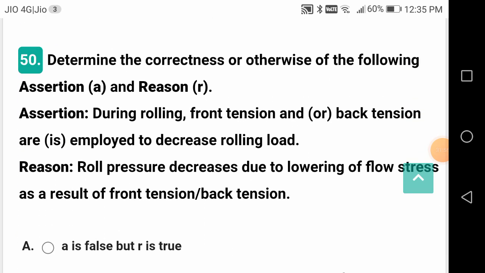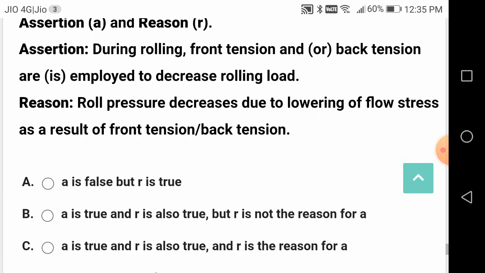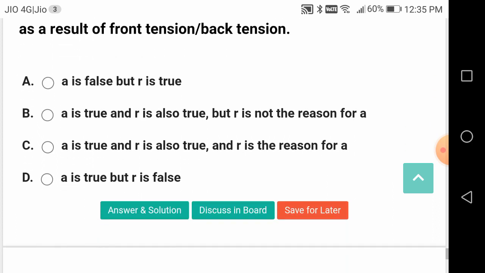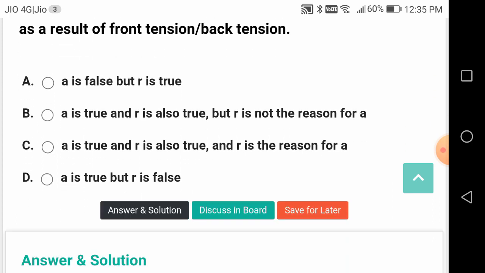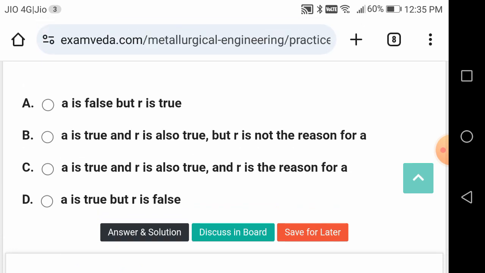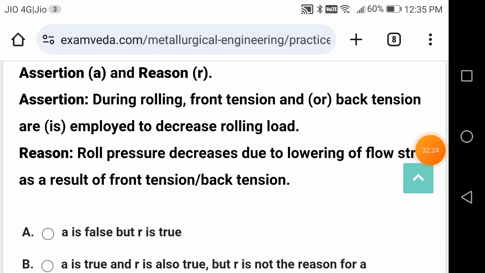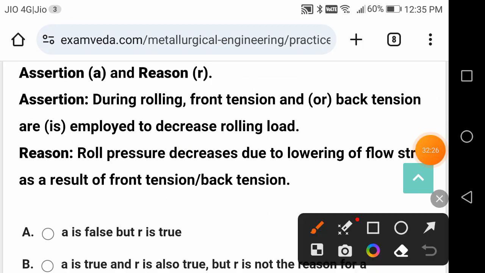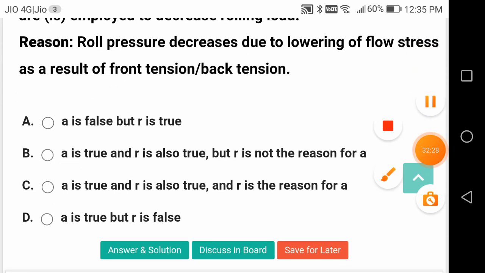Determine the correctness or otherwise of the following assertion and reasoning. Assertion: during rolling, front tension and back tension are employed to decrease the rolling load. Reason: roll pressure decreases due to lowering of flow stress as a result of front tension and back tension. So what is correct here? Assertion is true. Reasoning is also true, and R is the reason for A. That means reasoning is the reason for the assertion. Both are true. So here C is the correct answer.